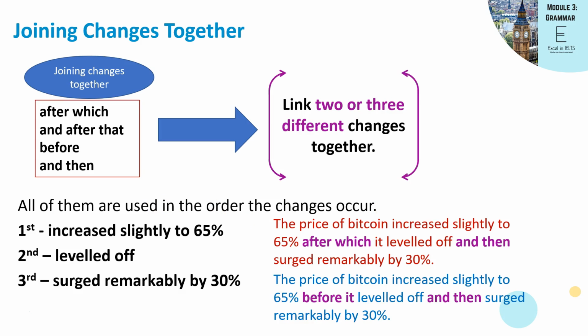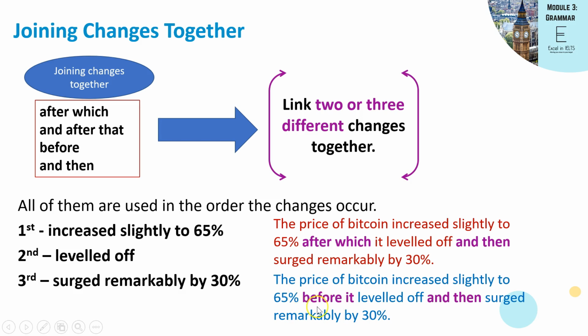There are two ways you can write this. The first one is: the price of Bitcoin increased slightly to 65%, after which it leveled off and then surged remarkably by 30%. So I'm using two joiners here to connect all three changes together. Or you can say: the price of Bitcoin increased slightly to 65% before it leveled off and then surged remarkably by 30%. So these are the two different ways you can use it.